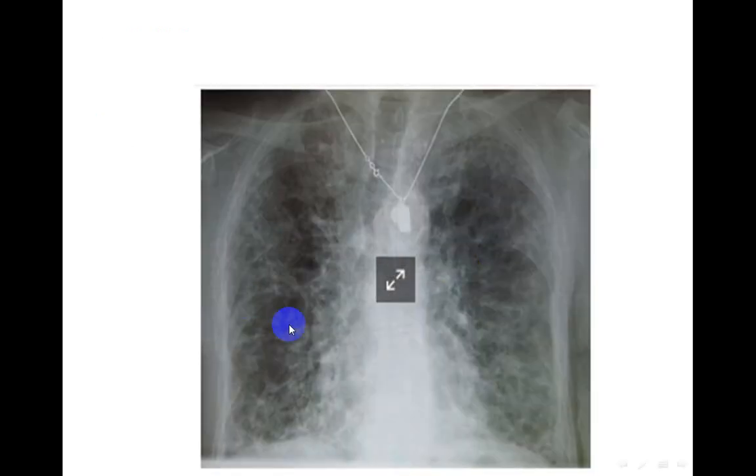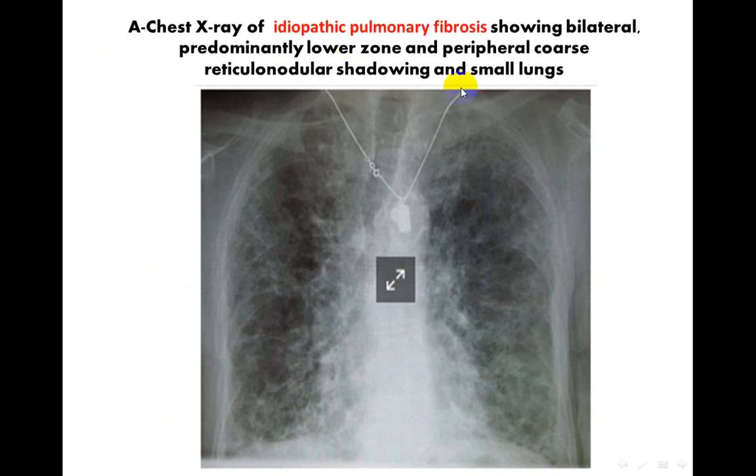This is a chest X-ray which shows bilateral, predominantly lower zone and peripheral, coarse reticulonodular shadowing and small lines. This is a chest X-ray finding of idiopathic pulmonary fibrosis. Bilateral, predominantly lower zone and peripheral, coarse reticulonodular shadow. So you see this reticulonodular shadow in the bases and in the periphery.